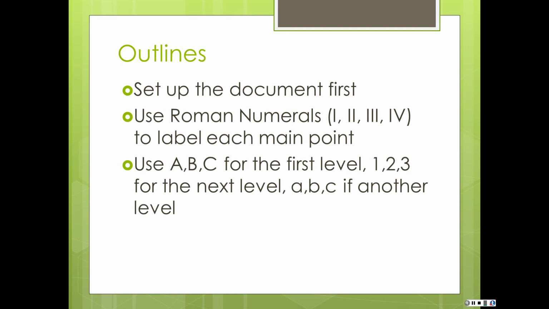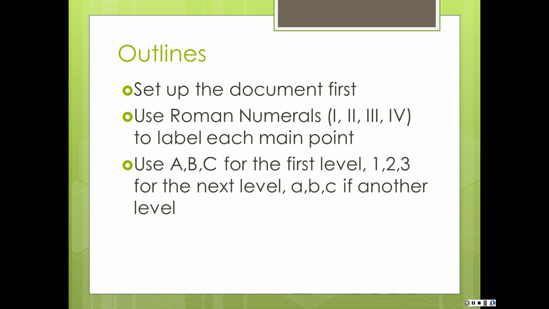If you're not sure what Roman numerals are, or if you have them on your keyboard, you do. It's simply the capital I, the capital V, and the capital X when you use Roman numerals. You also want to use A, B, and C, the capital A, B, and C, on the first level indentation under Roman numerals. That's a good way to then add details. Let's say, for instance, I was giving a speech about sharks, and my first main point talked about tiger sharks. Then any details about tiger sharks would be underneath that.